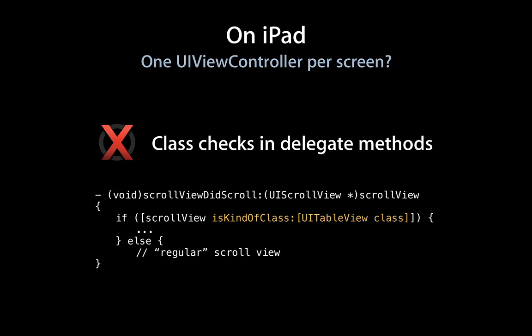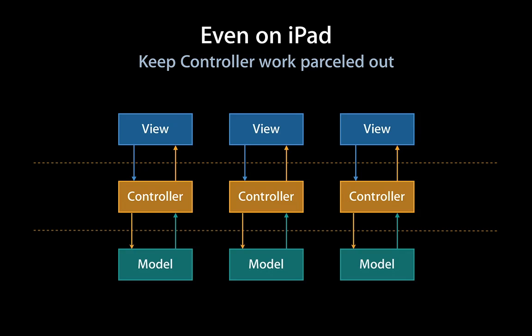And absolutely avoid class checks in your delegate methods. Obviously, if you were to add another table view, this would probably fail, and you'd need another layer of if statements inside of that first block. Again, that's almost never the right way to structure your code. Keep your work parceled out, again, like this, even on iPad, even if there's enough room on the screen to fit all of your views.